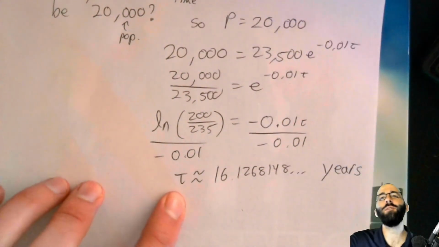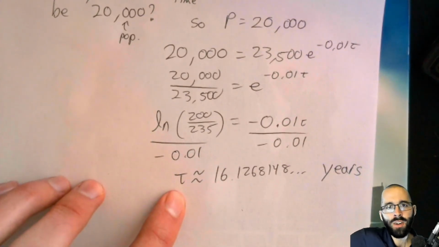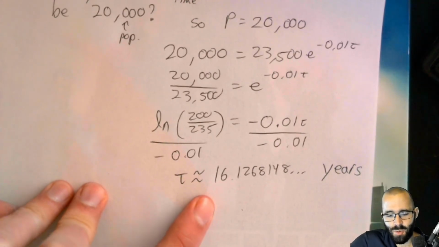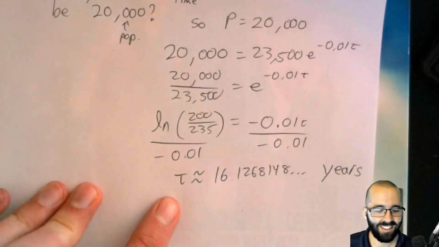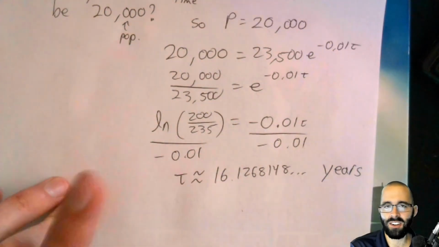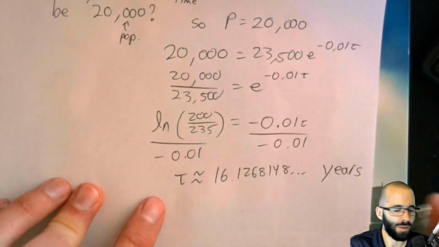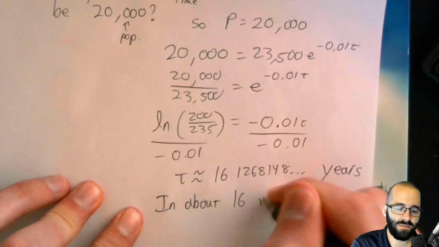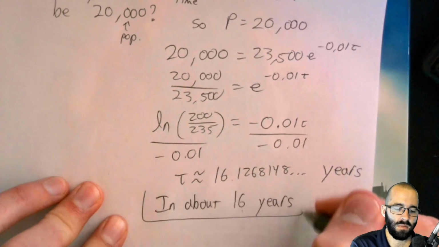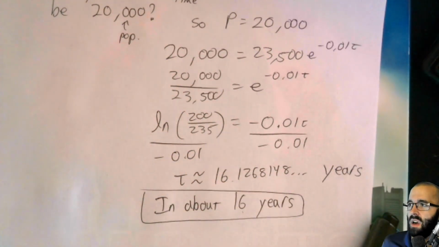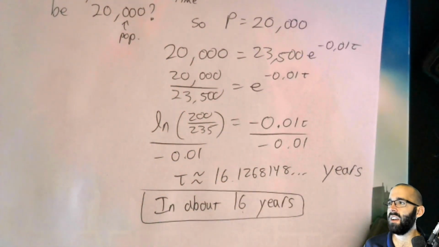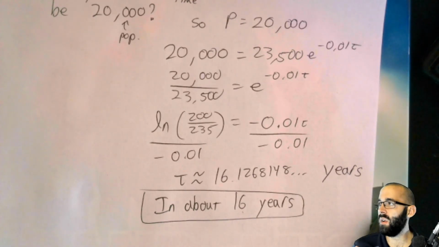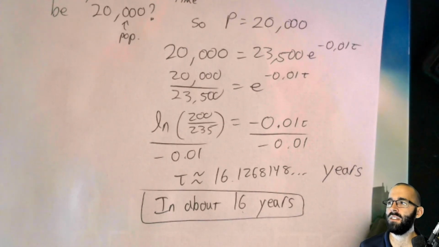And again, if I ask you, when's the population going to be 20,000, Joe? And you say, well, Jason, in about 16.1268148 years. No, that's crazy. Let's round to the nearest year. You could round to the nearest month, but that's a little bit more complicated. We'll say in about roughly 16 years. And that's how we do these problems. So just identify what you're looking for, plug in what you know, and you'll be good to go.